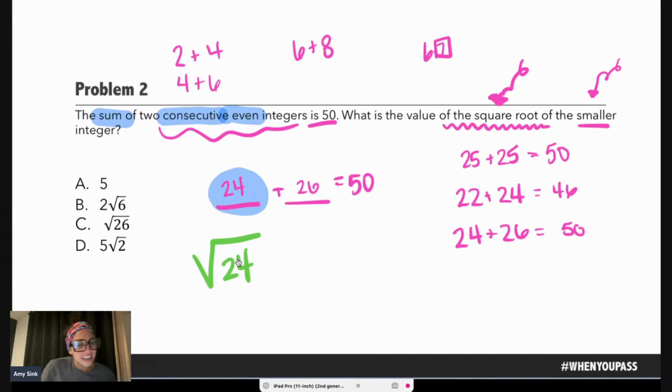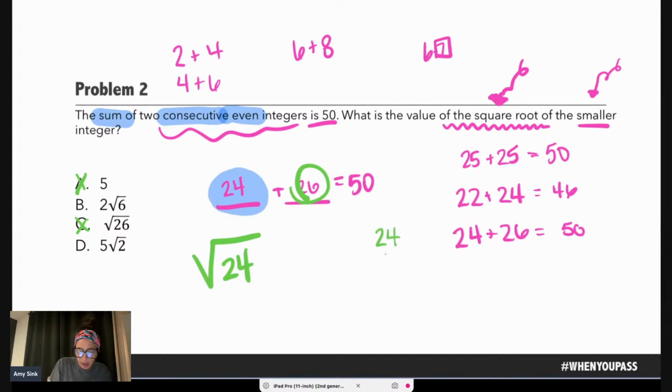Well, that's not a choice, but that doesn't mean that I'm wrong. All it means is I might have to simplify it. What I do know is that it's not 5 because that would be the square root of 25. And I know it's not the square root of 26 because that's the larger integer. So now I can use my factor tree to go ahead and solve this.